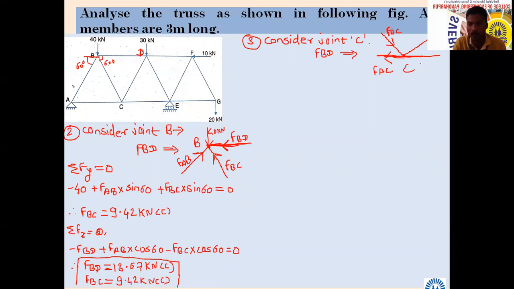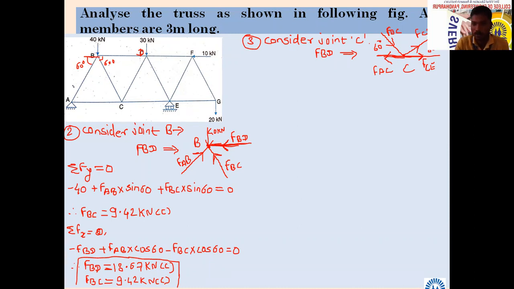Now our task is to find here CE and CD forces. FCD. I have not given directions of arrows. Why? Because we are going to assume. Choice is yours. Don't think too much. Both tensile. No worry. I have assumed both FCD and FCE tensile.